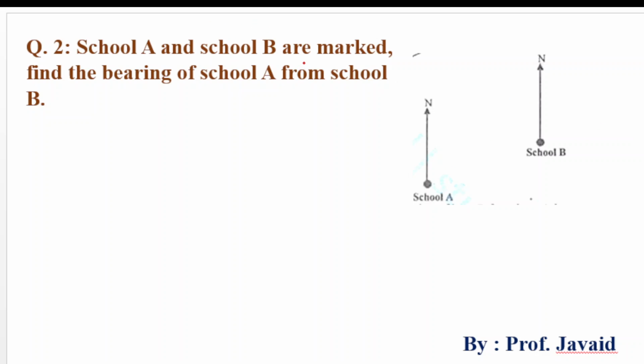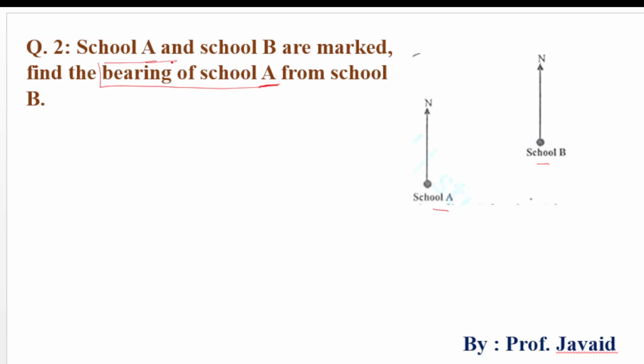Okay, it's already marked, you can see from here. This is school A and this one is school B. So now find the bearing of school A from school B. So we have to find the bearing of school A. Basically, you have to see. So it's written that find the bearing of school A.